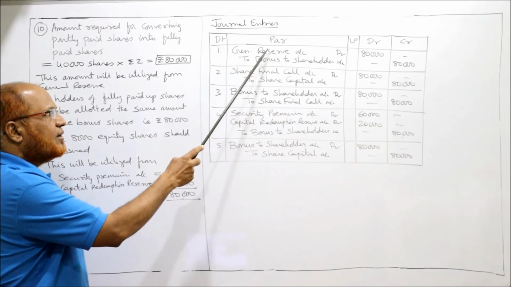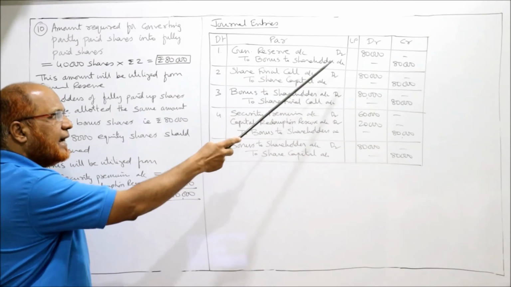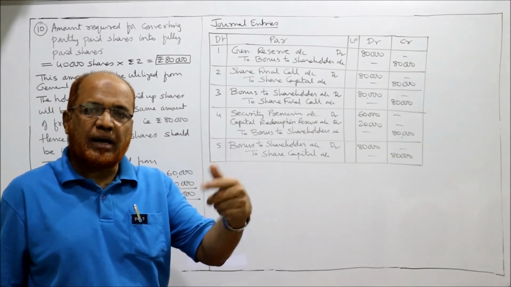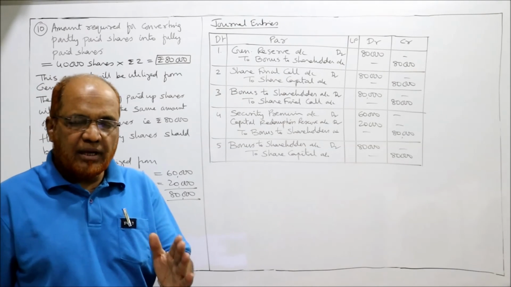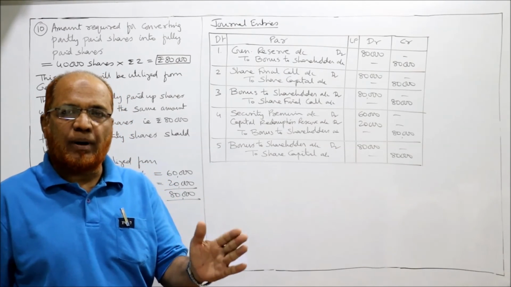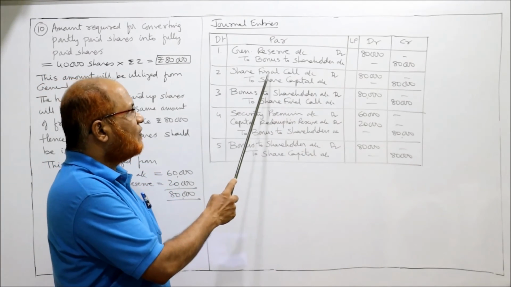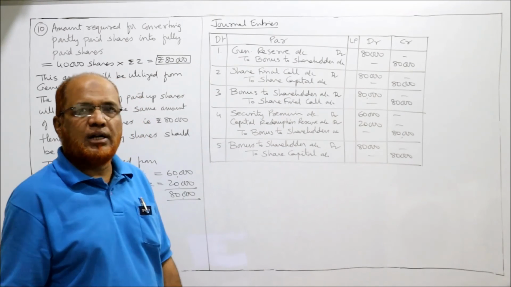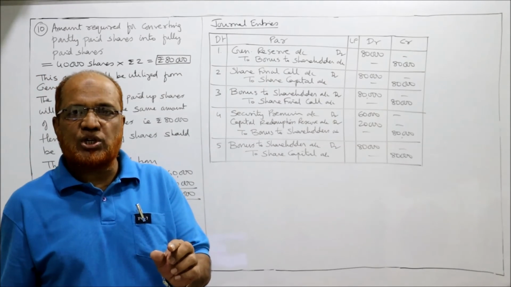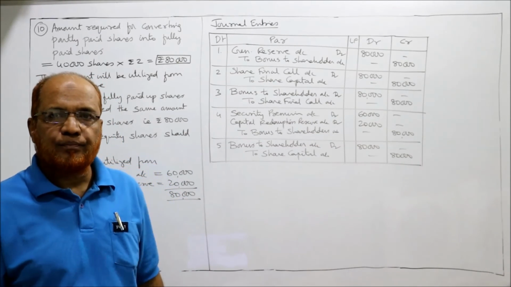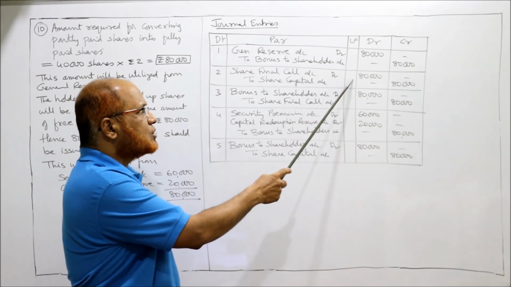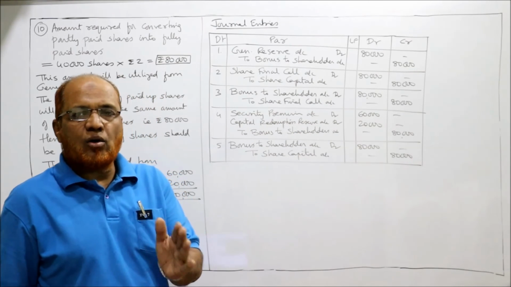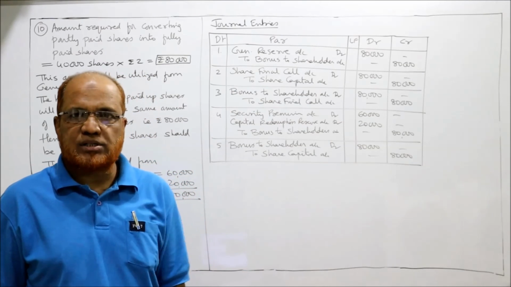First entry, general reserve account debit to bonus to shareholders 80,000. This 80,000 we are withdrawing, being the amount withdrawn for converting partly paid into fully paid. Then share final call account debit to share capital, being the final call due on 40,000 shares at rupees 2 per share, 80,000. Bonus to shareholders account debit to share final call, being the final call money adjusted from bonus.